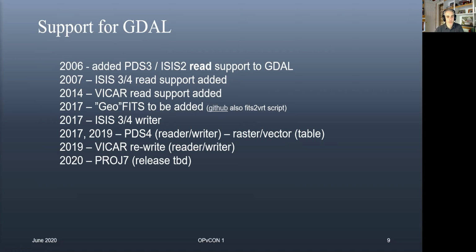In 2017, we also added the ISIS3 writer. I'm calling it 3.4 because ISIS now is at version 4. And that was a big change for me, to want to support writing. I always tried to stay away from writing any formats out besides GeoTIFF. But I think it's an interesting use case, and we'll see if it's successful or not.